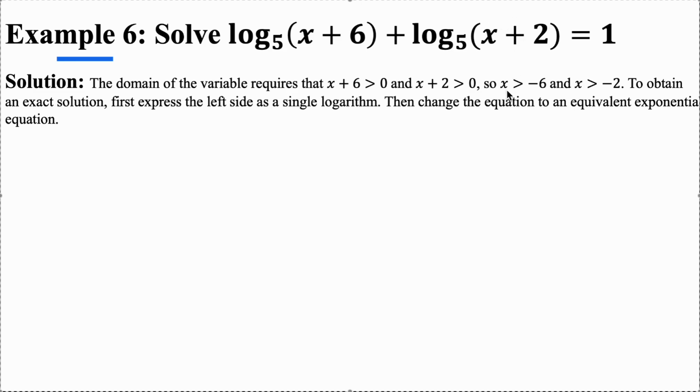So in this case, what we're saying is, well, the x that we're going to come up with must be bigger than negative 6, and it also must be bigger than negative 2.